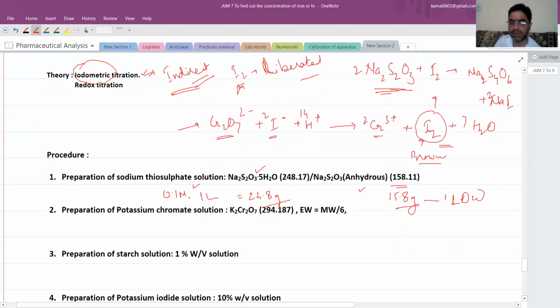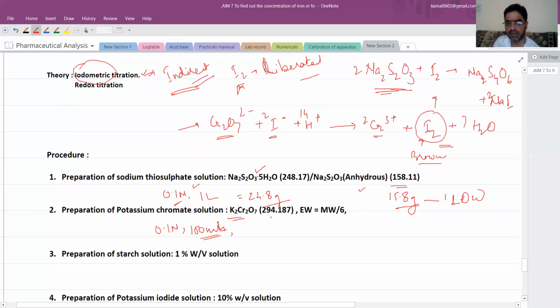Then potassium dichromate solution has to be prepared. We know that titration has to be done in equinormal or equimolar solutions. So here the sodium thiosulfate we have taken is 0.1 normal, so automatically the potassium dichromate has to be 0.1 normal. In order to prepare 0.1 normal, and this is a primary standard, we'll prepare 100 ml in a 100 ml volumetric flask. So I am taking it as 0.1 normal, 100 ml.